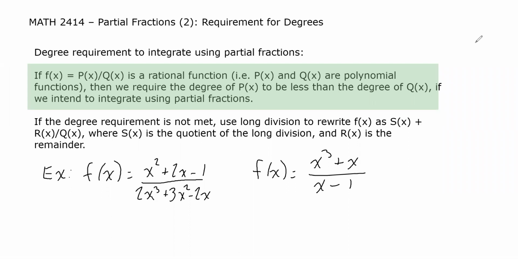If f of x equals p of x over q of x is a rational function, in other words, p of x and q of x are polynomial functions, then we require the degree of p of x to be less than the degree of q of x. We require the degree of p of x, the top, to be less than the degree of q of x, the bottom, if we intend to integrate using partial fractions. Which raises the question, what happens if that requirement is not met?